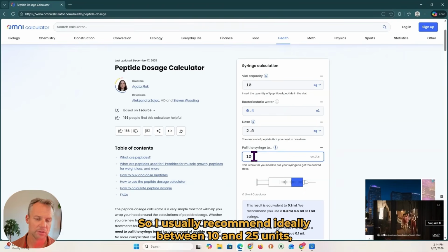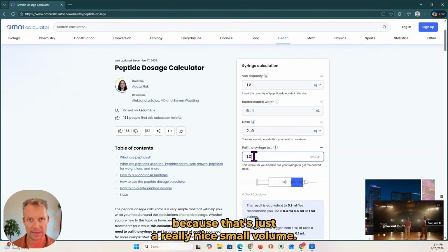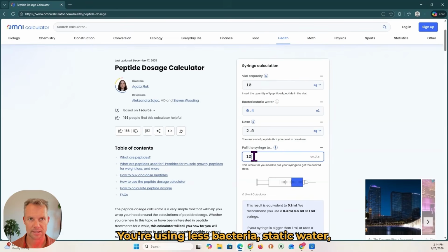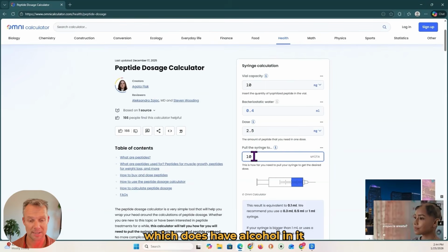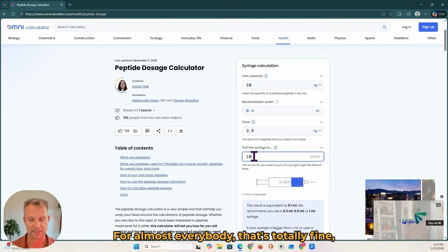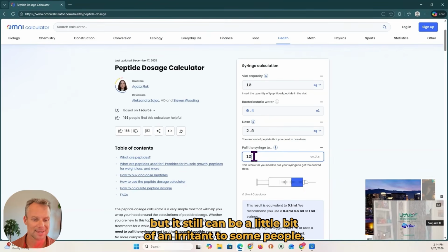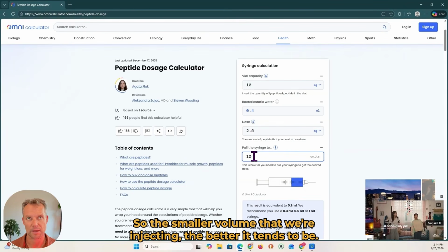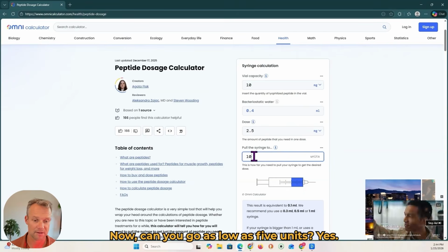I usually recommend ideally between 10 and 25 units, because that's a really nice small volume to inject into you. You're not going to get any lumps underneath. You're using less bacteriostatic water, which does have alcohol in it to make sure that it remains sterile. For almost everybody, that's totally fine, but it still can be a little bit of an irritant to some people. So the smaller volume that we're injecting, the better it tends to be. Now, can you go as low as 5 units? Yes.